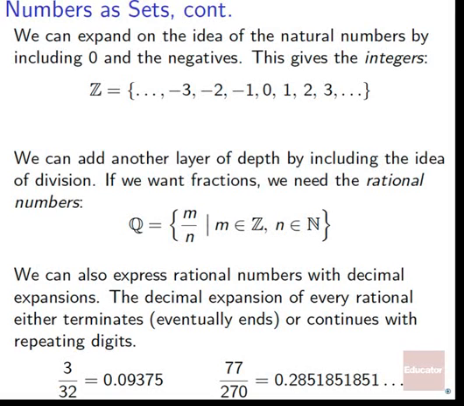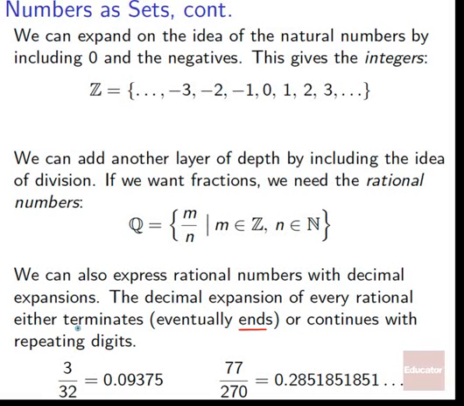We can also talk about rational numbers as a decimal expansion. We've got this idea of expanding a rational number into a decimal version. And there's nothing wrong with decimal versions, and we can have pretty much any number turn into a decimal version of itself. So the decimal expansion of every rational number, you probably learned this in grade school, is either going to terminate, which means it ends, or it continues with repeating digits.